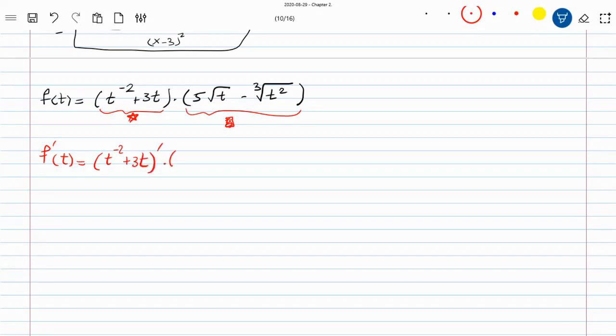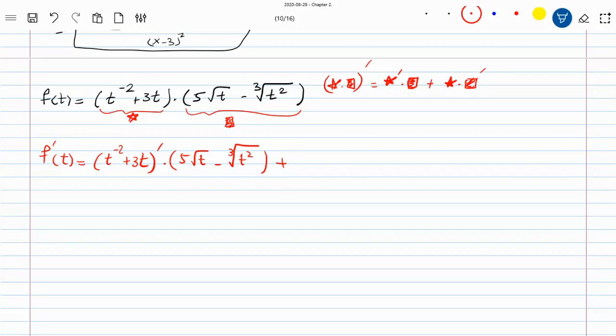Derivative of the first one times the second function, 5 square root of t minus cube root of t squared, plus, again, the first times the second function's derivative, star times square derivative. This by itself does not make sense unless on the other side they say there is star times square and you want to figure out the derivative of that. That's what we're trying to do. You're given the star times square and you want to find out the derivative. The product of two functions, you want to find out the derivative.